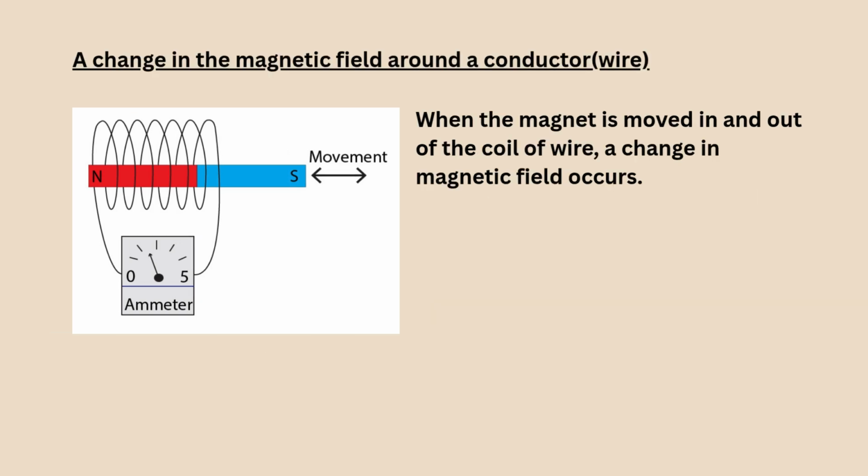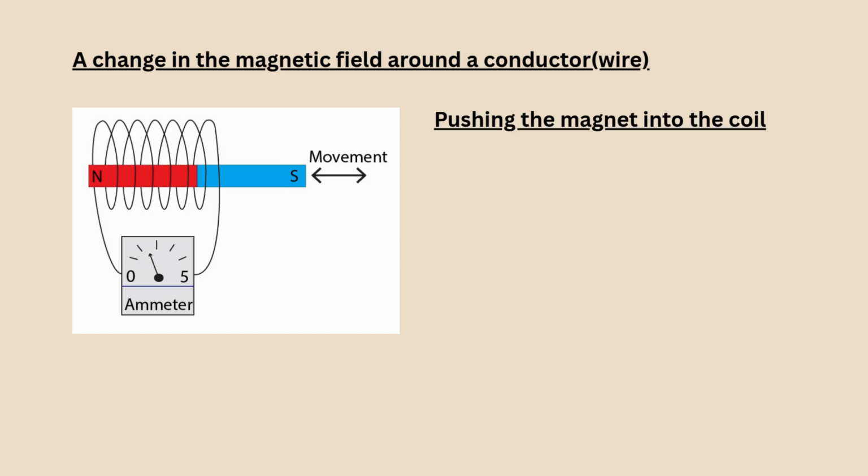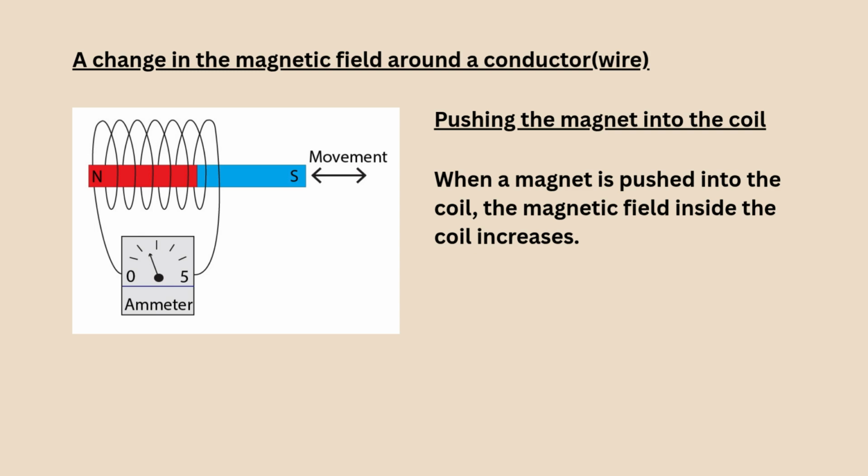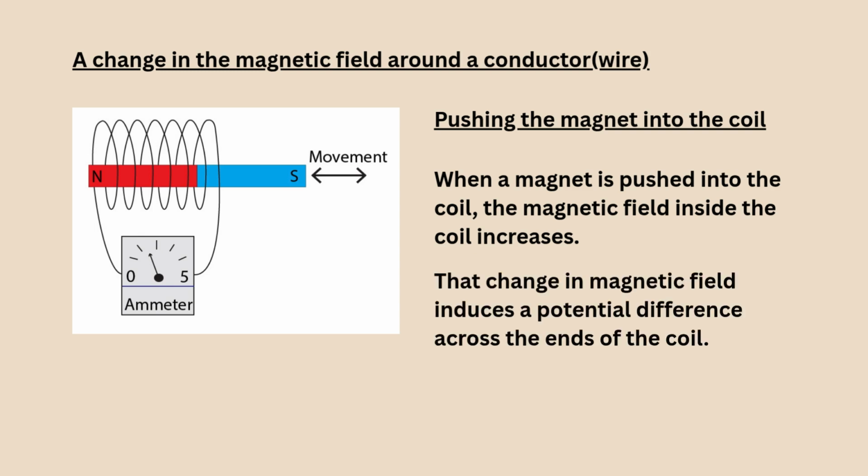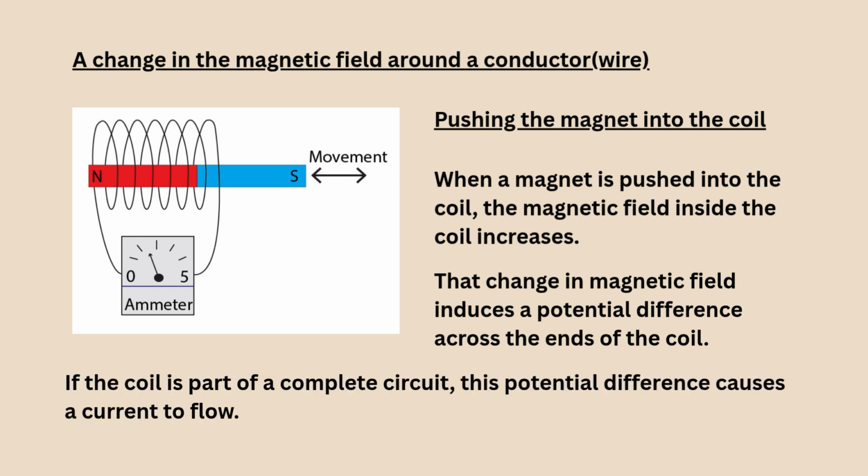A change in the magnetic field around the conductor. When a magnet is moved in and out of the coil of wire, a change in the magnetic field around the wire occurs. Pushing the magnet into the coil. When a magnet is pushed into the coil, the magnetic field inside the coil increases, and that change in magnetic field induces a potential difference across the ends of the coil. If the coil is part of a complete circuit, this potential difference causes a current to flow.